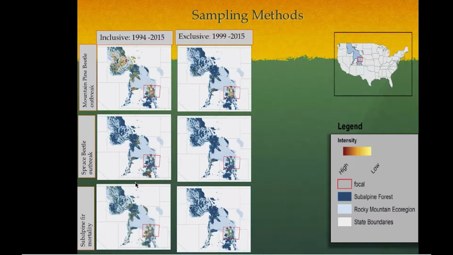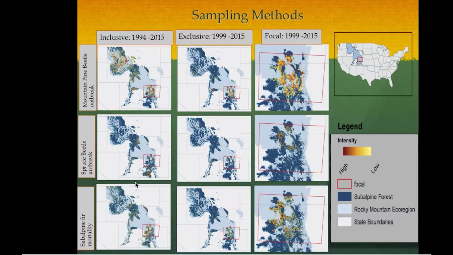And then furthermore, we go to our exclusive study area, which is only areas that they consistently flew and observed every year from 1999 to 2015. And then we go from our exclusive to our focal, which is essentially the exclusive, but focused in on an area that has significant activity of each of the tree-killing agents.